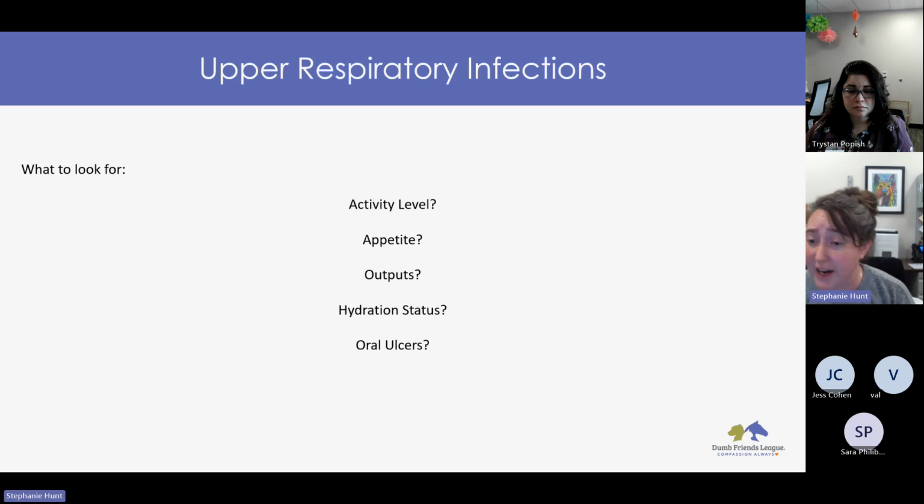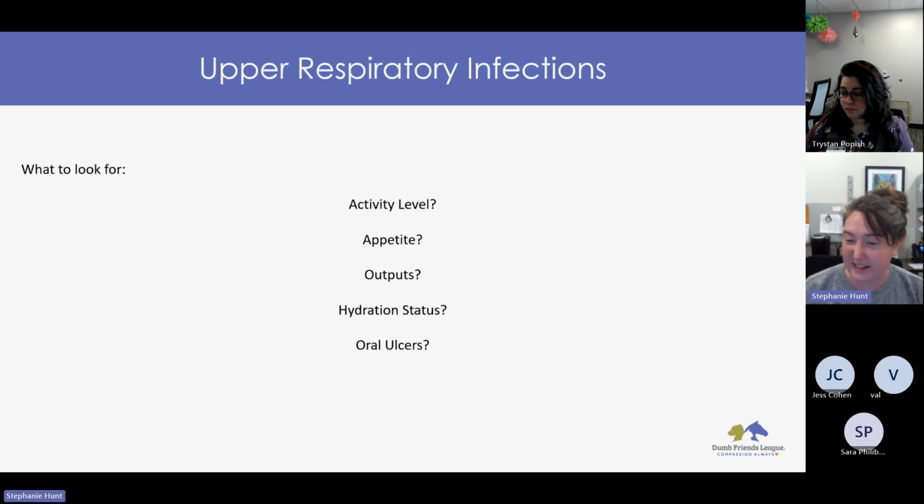What we want to look at are their outputs. Are they urinating? Which means that they're drinking and taking in enough fluids. Are they pooping? With cats in the shelter, we want to see them pooping once a day or every other day. Typically, if they're pooping every other day or once a day, then we feel pretty confident that they're eating enough food that it's sustainable.